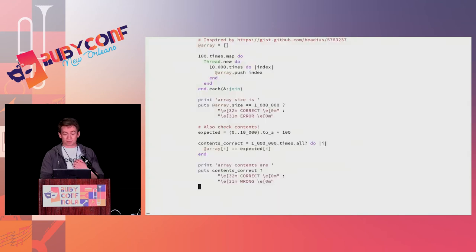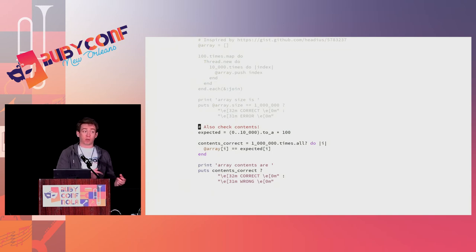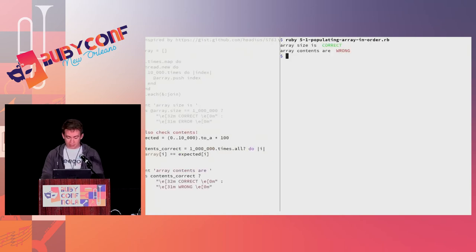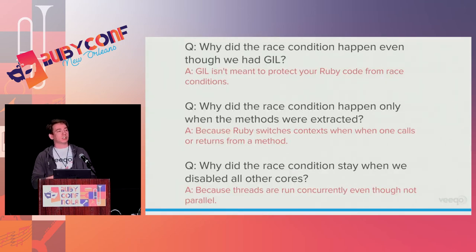So to illustrate that, I will amend this example. I have added another check, which will check not only for array size, but also for array contents. And I will run it again, and no matter how many times I run it, the array size is always correct because GIL is here, but array contents are always wrong. Although GIL protects the operation of insertion to an array, it doesn't protect your code which is around this insertion. It doesn't protect your Ruby code. So it actually answers our first question. Why did race condition happen at all? Because GIL isn't meant to protect your code from race condition.